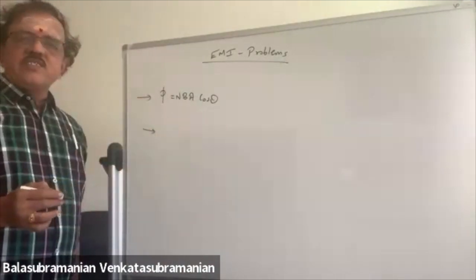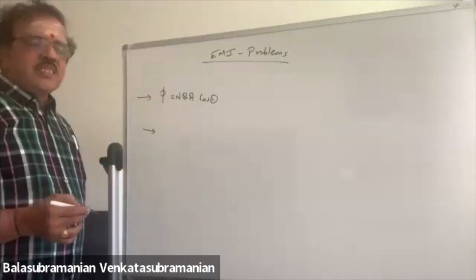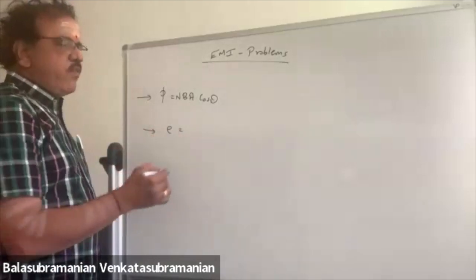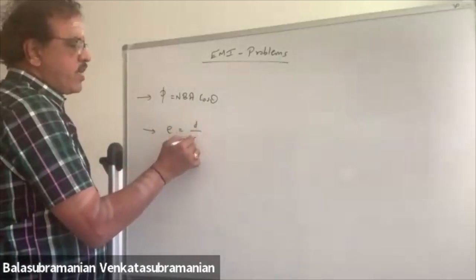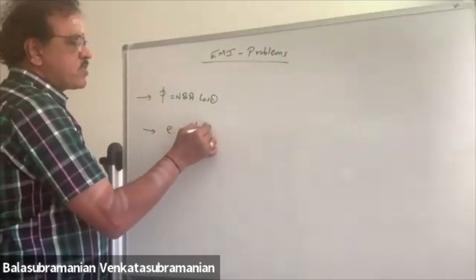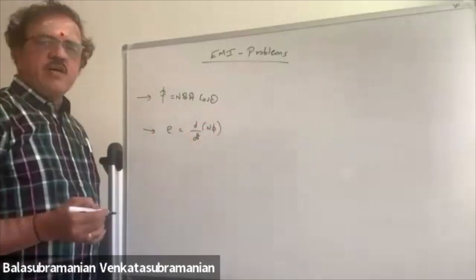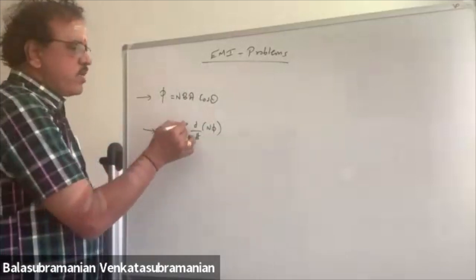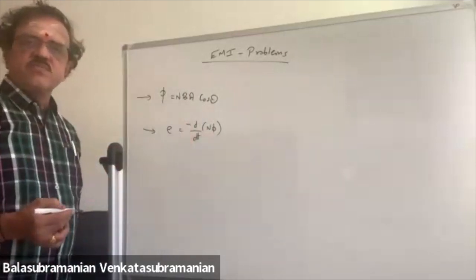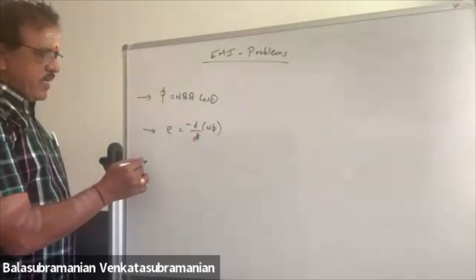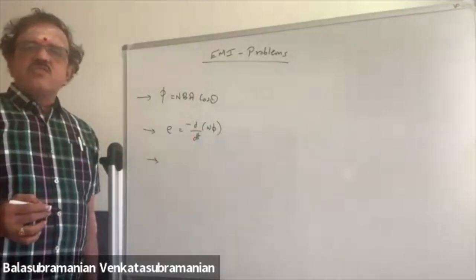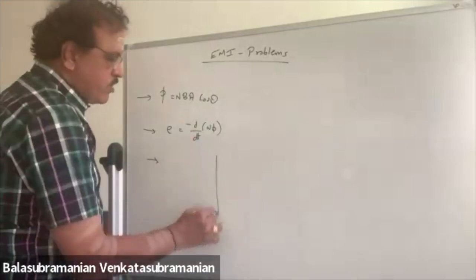Then Faraday's laws of EMI. In that, the basic formula, induced EMF is the rate of change of magnetic flux, d by dt of N phi. If Lenz's law is also included, it should be minus. Then self-induction and mutual induction, a few formulas we have seen.